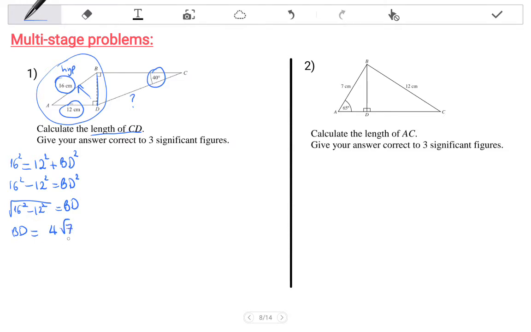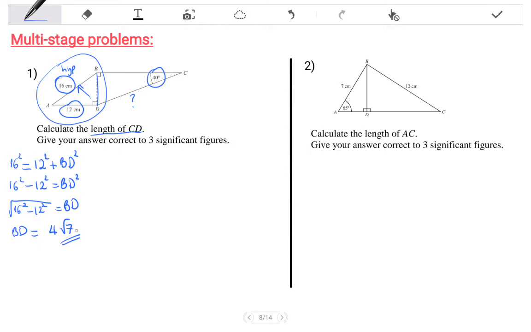I use the exact value for BD. I advise you not to round off too early, because we are going to use this value in another calculation to reach the answer. So you should use the full calculator value or exact values of any previous calculations. Otherwise, inaccuracies can affect your answer, so that your work may be far away from the real value. Therefore, I use the exact value of BD as 4 square root 7.